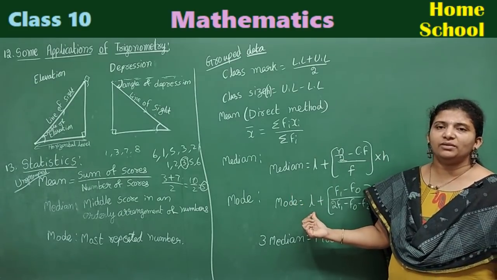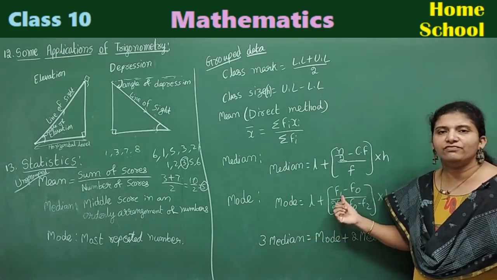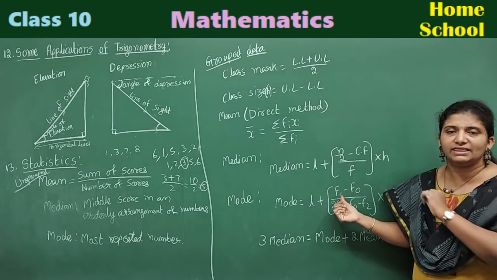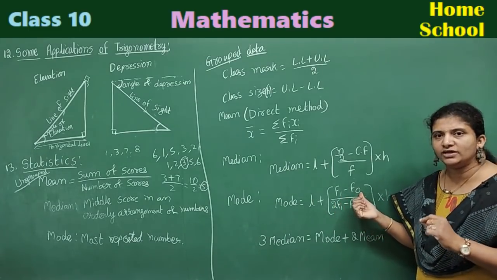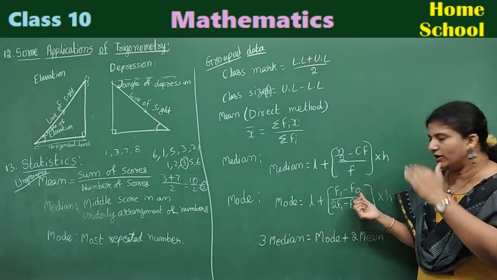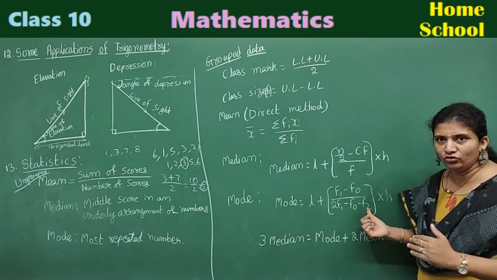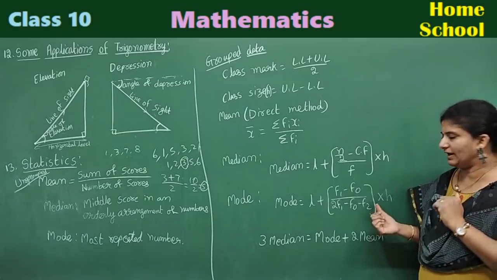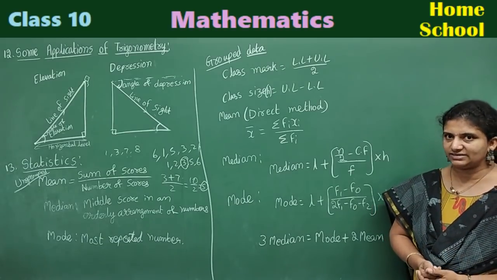L is the lower limit of the modal class. F1 is the frequency of the modal class. F0 is the frequency above the modal class, whereas F2 is the frequency below the modal class. H is the class size.